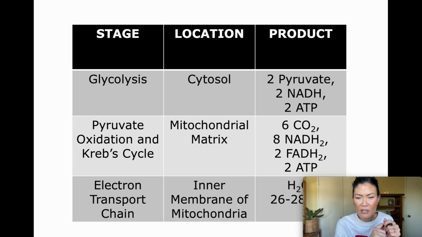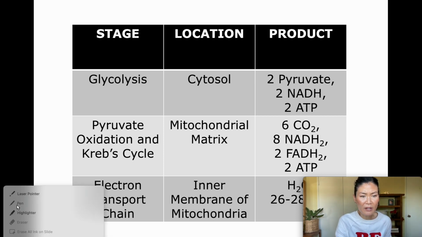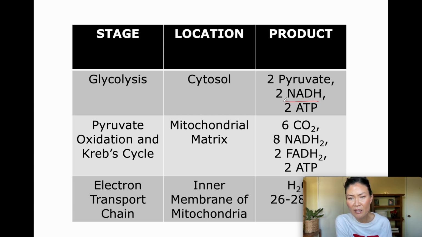I just want you guys to focus a little bit on what's made in each step. In glycolysis, let me bring up my pen. In glycolysis, we're making just a little bit of ATP, 2 ATP. In the Krebs cycle, we're making a little bit of ATP. The majority of ATP is made here in the electron transport chain. It says behind me, 26 to 28 ATP is made in the electron transport chain. But this is an overview of cellular respiration: 3 stages, glycolysis, pyruvate oxidation and Krebs cycle, and then the electron transport chain. But again, the whole point of cellular respiration is to make ATP.